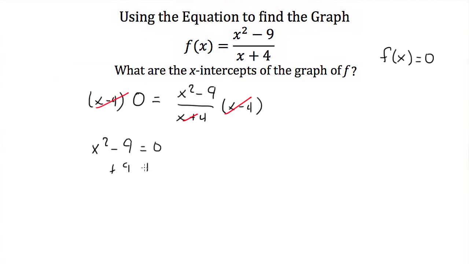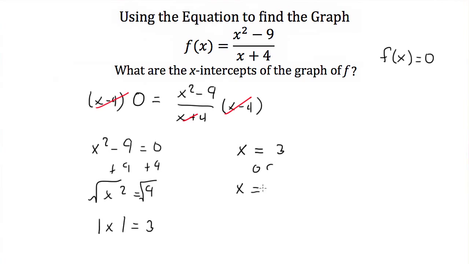I'm going to add 9 to both sides. Get x squared is equal to 9. Take the square root of both sides, and you'll get the absolute value of x is equal to 3, which means x has to be equal to 3, or x has to be equal to negative 3. These are our x-intercepts, because these values of x make y equal to 0. So our x-intercepts are 3 and negative 3.